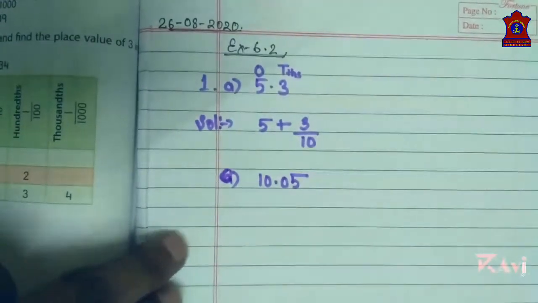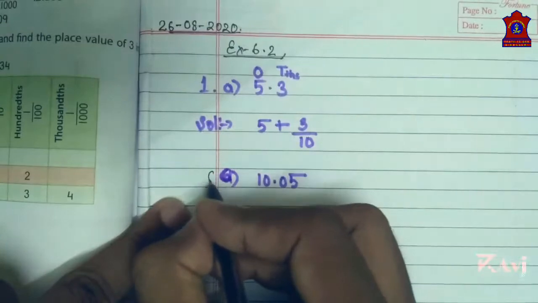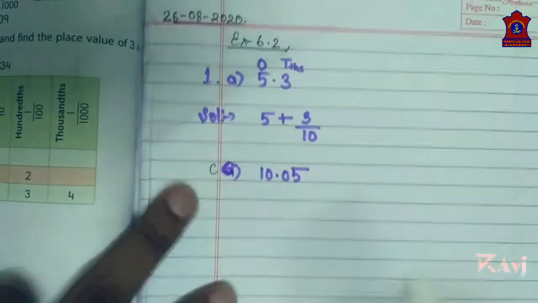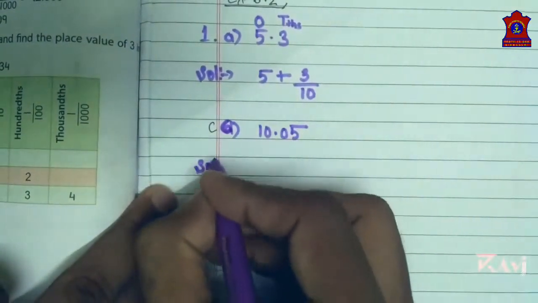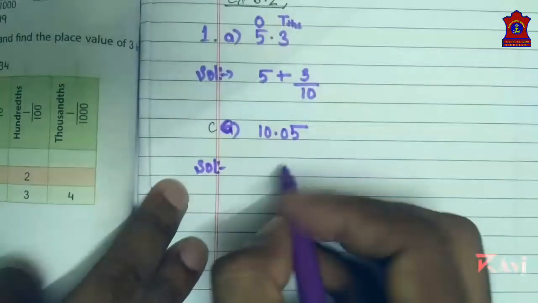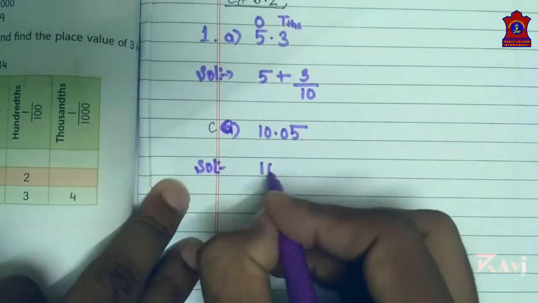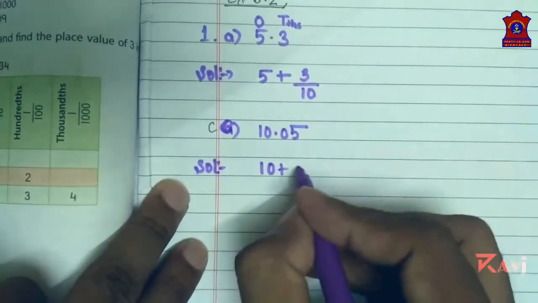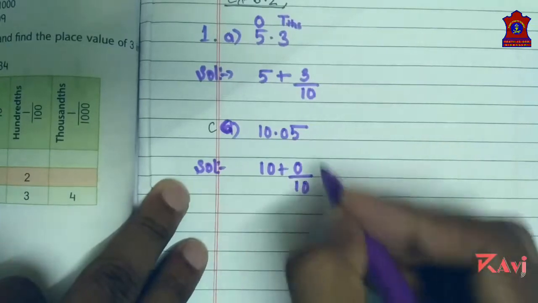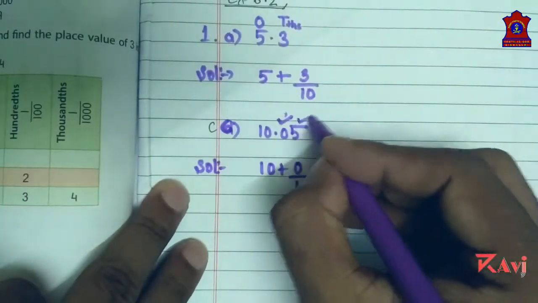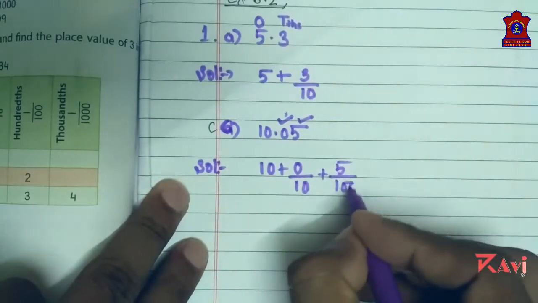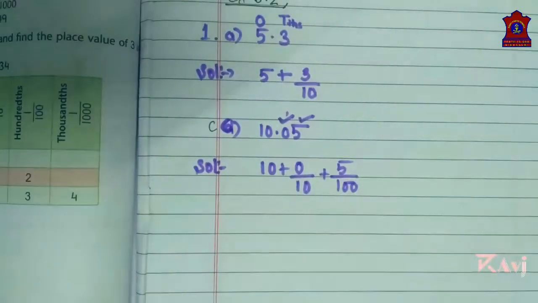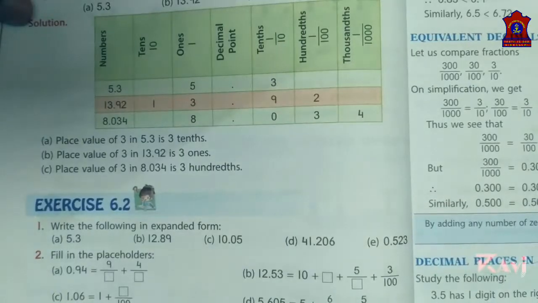10.05. Clear? See here, this is 10 plus 0 upon 10. 0 is at 10th place and 5 is at 100th place. So 5 upon 100. Like this, you have to do question number 1. Okay. Now question number 2.